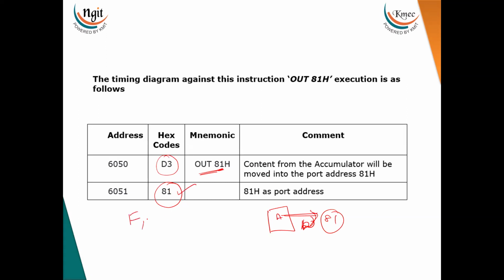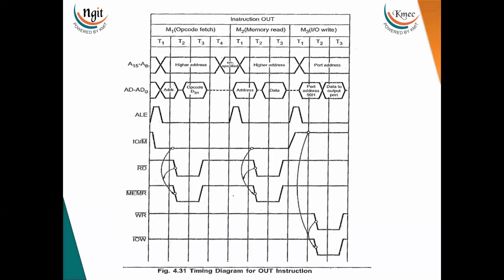How many machine cycles are there? The first one is fetching, to fetch the opcode, and the next one is memory read, to read the port address, and after reading the port address, the accumulator content should be placed in this port address, which means an IO write operation. So a total of 3 machine cycles are required to represent the OUT instruction. So this is the timing diagram for OUT. Similarly, the same analysis we did for IN, we have to do here. The only difference is that in the third cycle, the IO write operation is taking place.